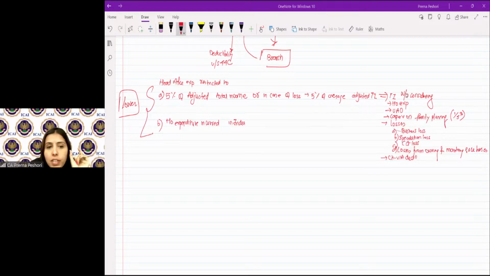So 5% of the adjusted total income. In the case of loss, 5% of the average adjusted total income. Average meaning for the 3 assessment years immediately preceding the relevant assessment year. Okay, so for the average of the 3 assessment years, we will have to consider.